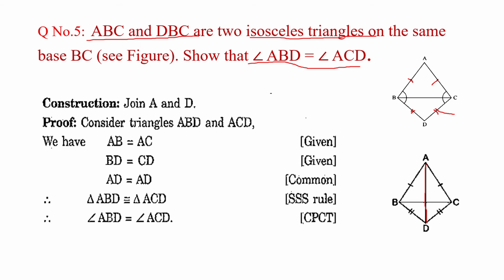Now we will prove these two triangles congruent, triangle ABD and triangle ACD, because AB is equal to AC given, BD is equal to CD given, AD is equal to AD common. So according to SSS congruence rule, triangle ABD is congruent to triangle ACD. So angle ABD is equal to angle ACD by CPCT. Very simple question.